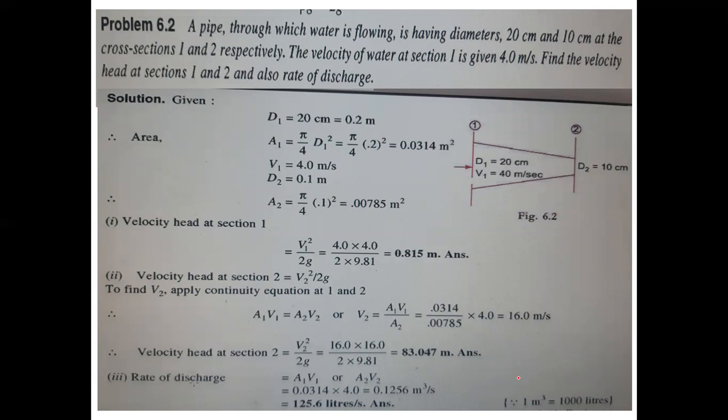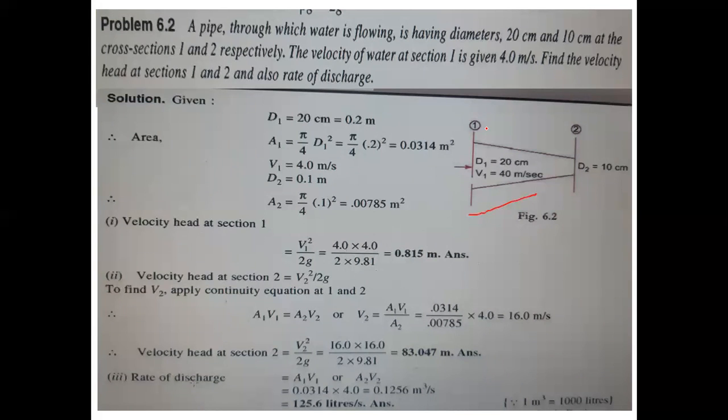Now the old formula, that is the continuity equation, A1 V1 is equal to A2 V2. When should we use this? Whenever you are getting a change in the diameter of the pipe like this, you can go for this equation.